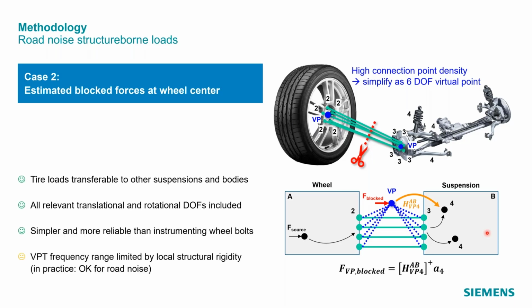Advantages, disadvantages. Again, it's a very useful way to define the interface between the wheels and the rest of the vehicle, because again, later on, these blocked forces can be applied to other suspension systems and bodies. Also here, we have both the translational and rotational degrees of freedom at wheel center. And again, those rotational degrees of freedom should not be ignored for road noise. And this VPT approach in practice will be much simpler and more reliable compared to estimating blocked forces at the actual physical connections, the wheel bolts. The only thing that complicates things a bit is VPT. So VPT itself will also have some effect on the frequency range, and that needs to be validated. I'll show you later in the case study some sample results so you get an idea. But I can already say that basically for road noise, the structure-borne components don't really have to worry too much about the frequency range of VPT.